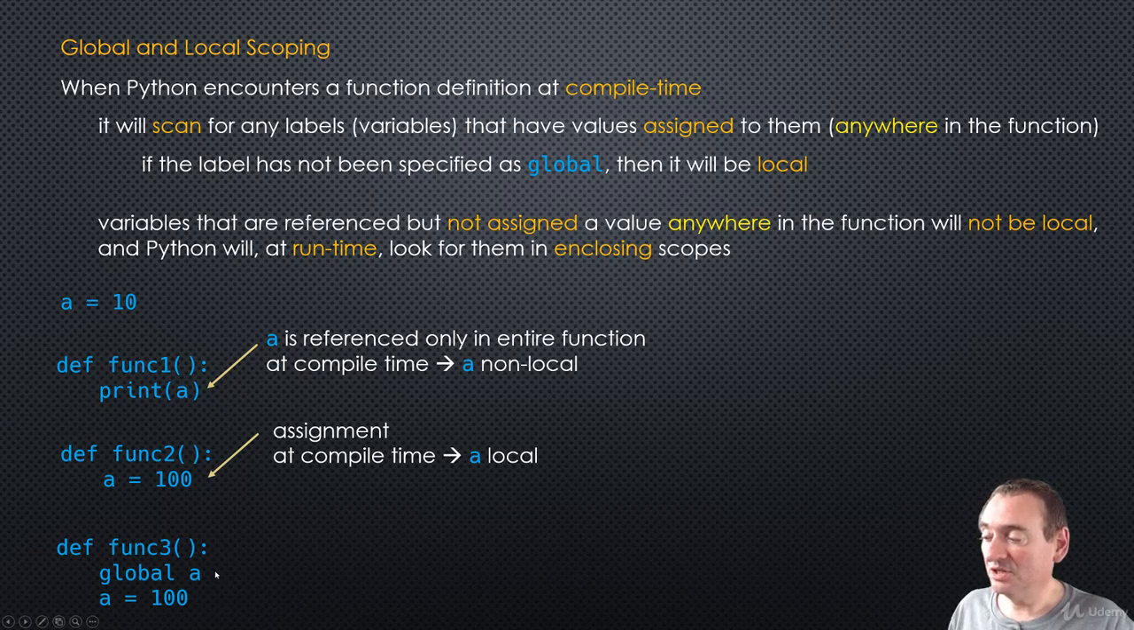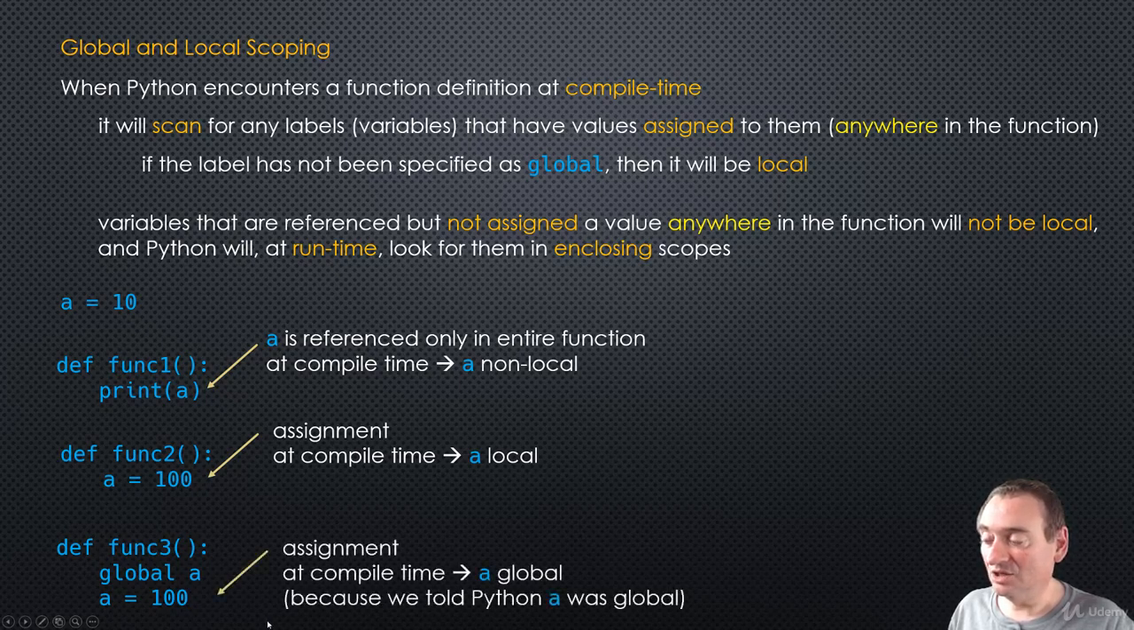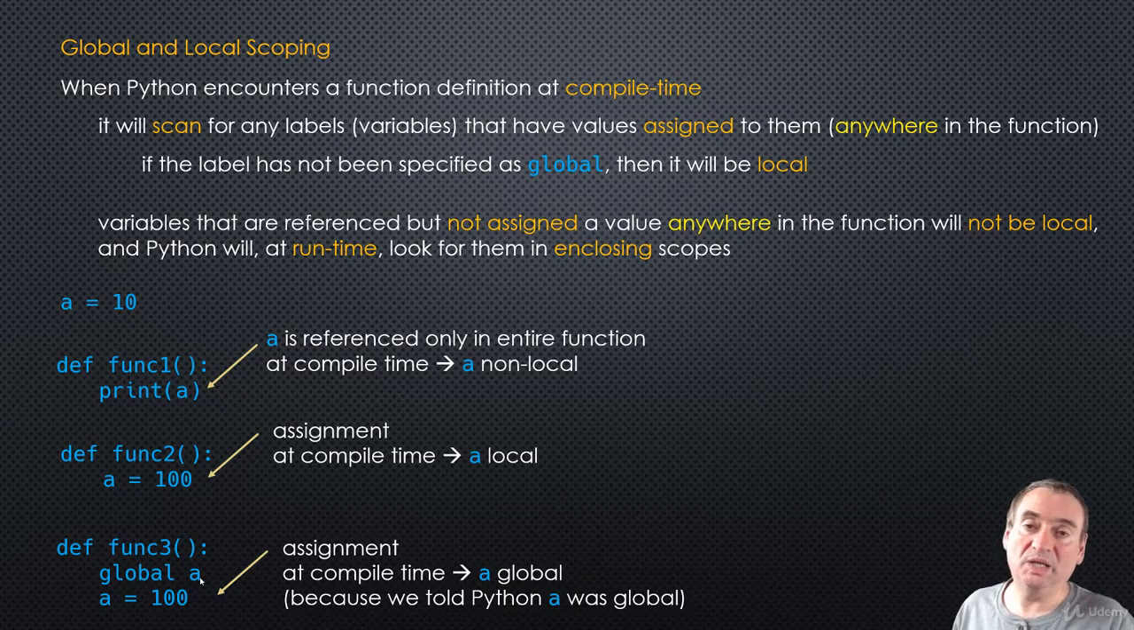Let's say we've got this function here, def func3, and global a and a equal to 100. Now here, Python sees the assignment. So normally it would say local. But before we've actually assigned, we said no, global, a is global. So now Python recognizes that, okay, so you mean the a that's in the global namespace. So it's going to say a will be in the global namespace.